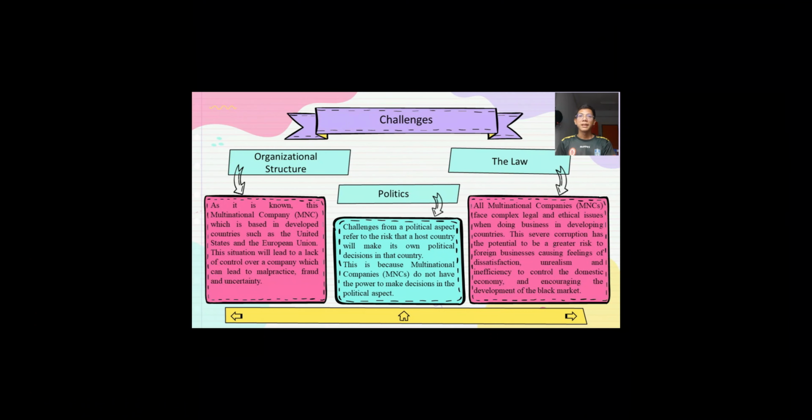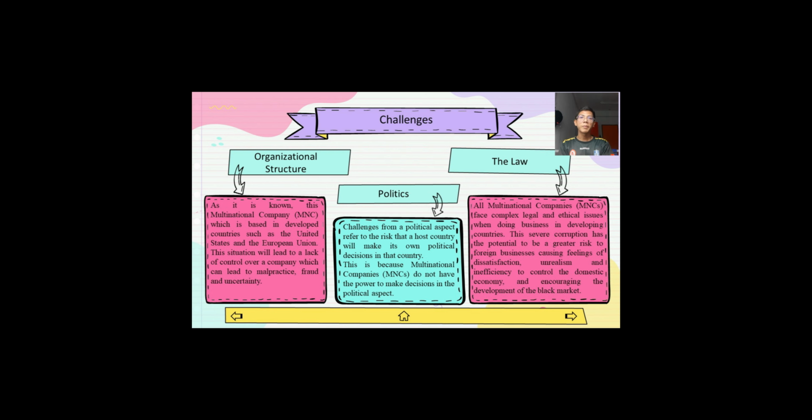Okay, next is a challenge of multinational companies in developing countries. Okay, first is organizational structure. Organizational structure is a tool that is modified in order to improve the capabilities and achievement of the organization. Therefore, the organizational structure will be seen based on the context by the multinational company.